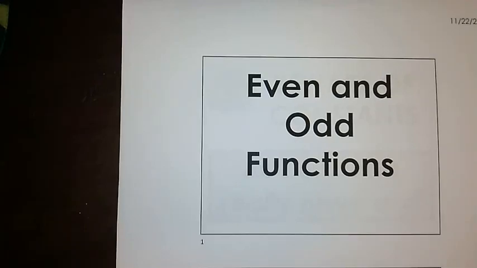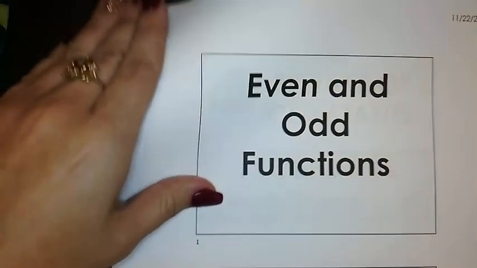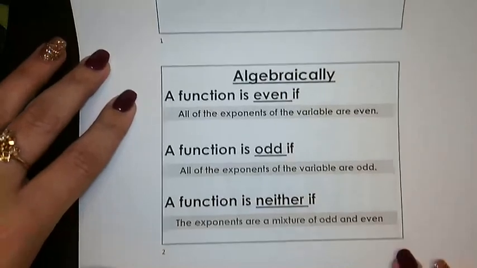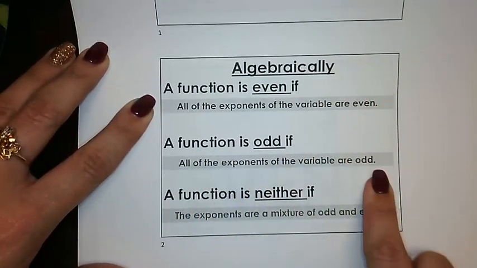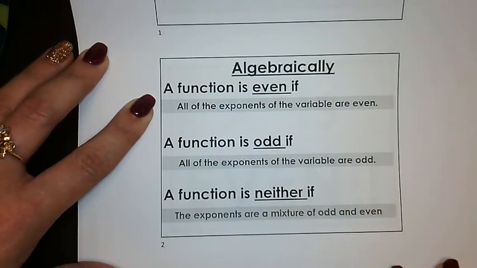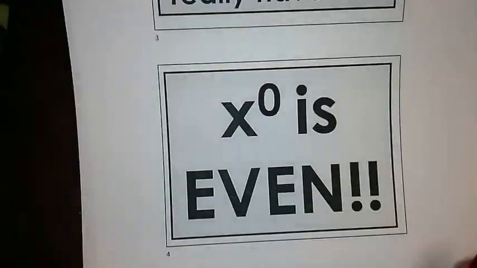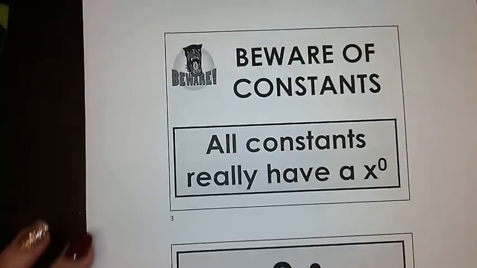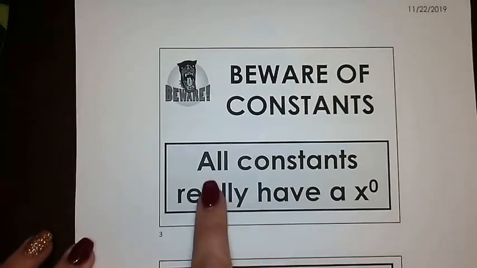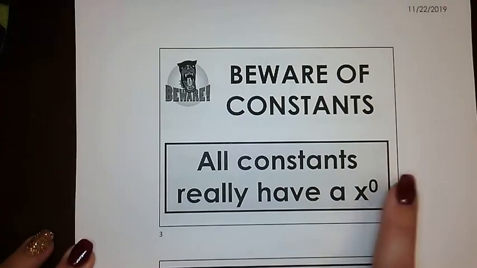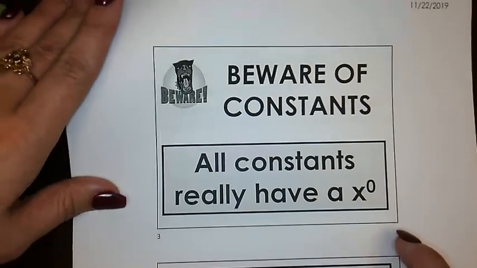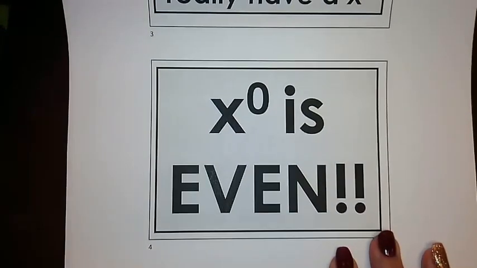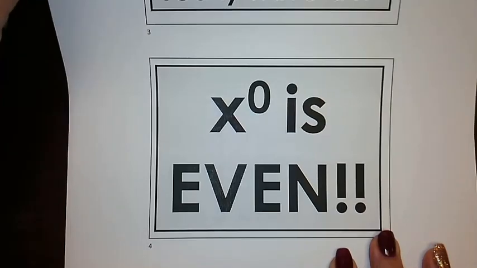Now, last thing we're going to look at is our even and odd functions. So a function is even if all the exponents of the variable are even. Odd if they're all odd, and neither if it's a mix of even and odd. So this is fairly simple. Most of them will be neither. All constants have an x to the 0 power because 0 makes everything 1, and 1 times a constant is that number. And x to the 0 power is even. So anytime I see a constant, it's got an even power.